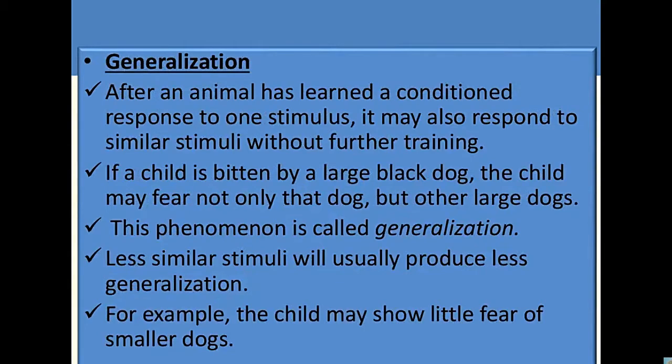Generalization. After an animal has learned a conditioned response to one stimulus, it may also respond to similar stimuli without further training. If a child is bitten by a large black dog, the child may fear not only that dog but other large dogs. This phenomenon is called generalization. Less similar stimuli will usually produce less generalization. For example, the child may show little fear of smaller dogs.